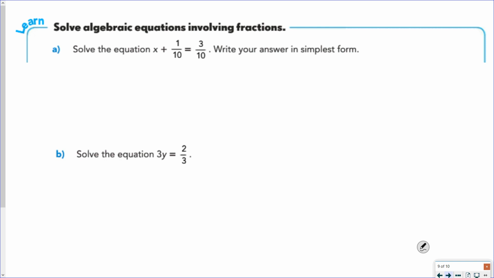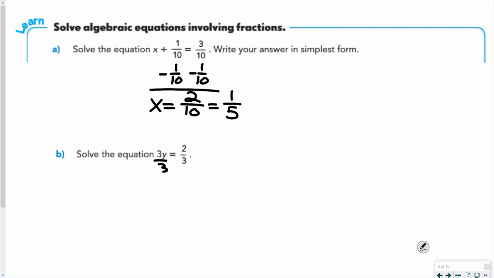If we have fractions, it's the same thing. So x plus 1/10 equals 3/10. We're going to subtract 1/10 from both sides. 3/10 minus 1/10 is 2/10, which we would then simplify down to 1/5. And then if 3y equals 2/3, we're going to divide both sides by 3. So we're going to have y equals, we're dividing with a fraction, keep times turn, so y equals 2/9.